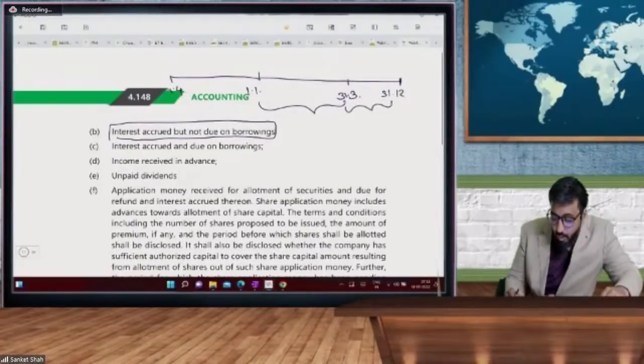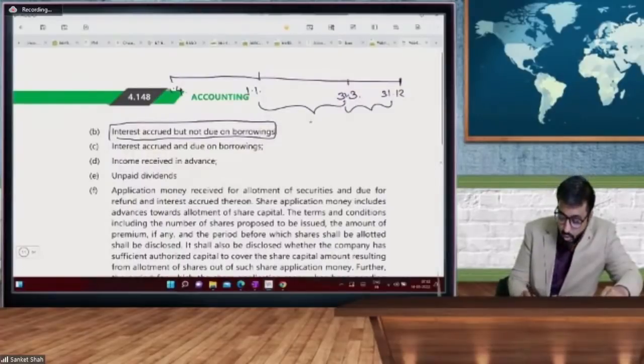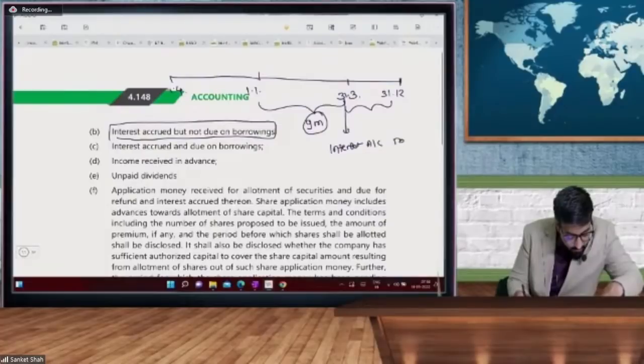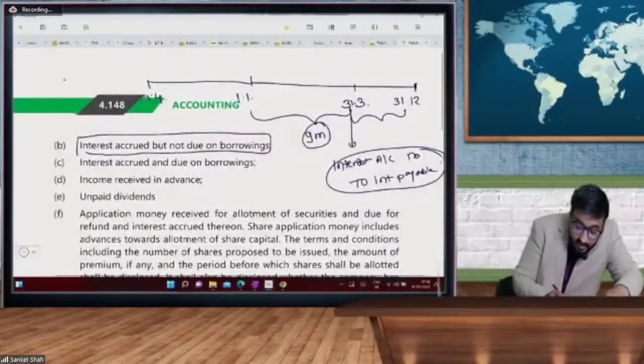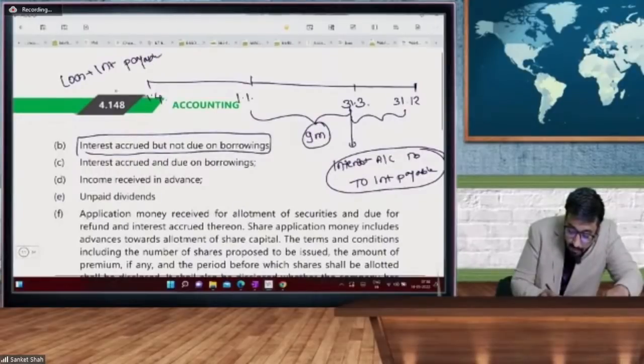Now, according to accrual concept, you are going to pass an entry for 9 months. What is the entry that you are going to pass? Interest account debit to interest payable. This is a 9 months entry. Correct hai? And interest accrued, but here you are going to pay. So what is the condition? Loan plus interest payable after 1 year.